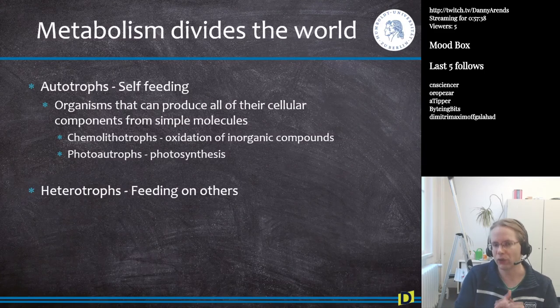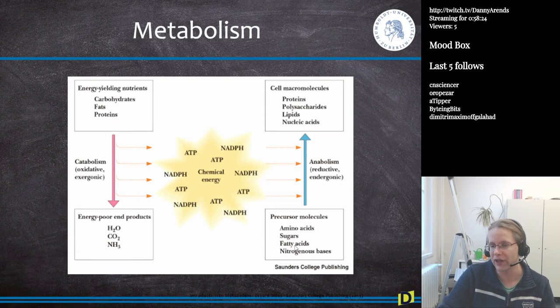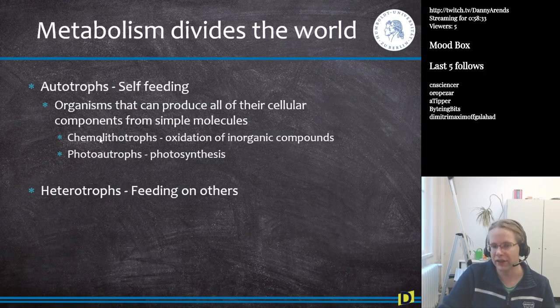Metabolism in a way divides the world, because there are two types of metabolic organisms. There are organisms which we call autotrophs, which means they are self-feeding. These organisms can produce all of their cellular components from very basic, simple molecules. For example, we have chemolithotrophs, which are organisms generally living near hot springs in the ocean, right? These animals never see sunlight, but they live near chemical vents, and these vents produce basic little components like very short-chain sugars and a little amount of fatty acids and amino acids. By using the chemical oxidation of inorganic compounds, these animals extract energy from these vents, and this energy is then expended to build all of the molecules that they use.